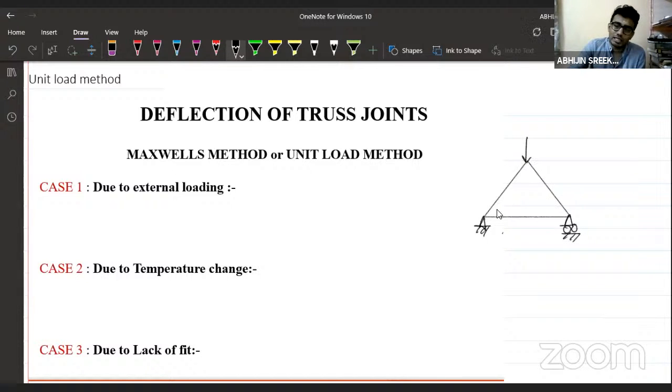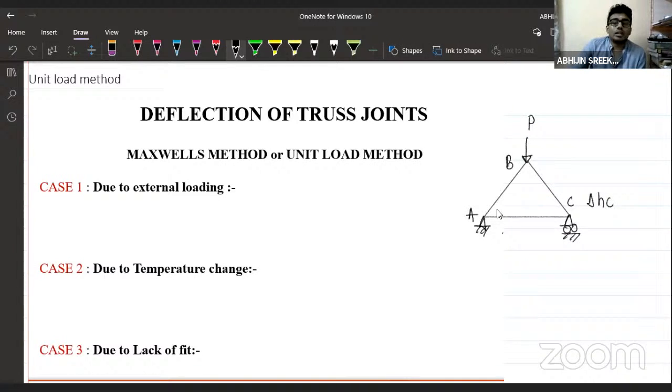Suppose there is a load acting here. This point is L. This is A, this is B, and this is C. I'm interested in calculating the horizontal displacement of the joint C. This is what I am interested in.